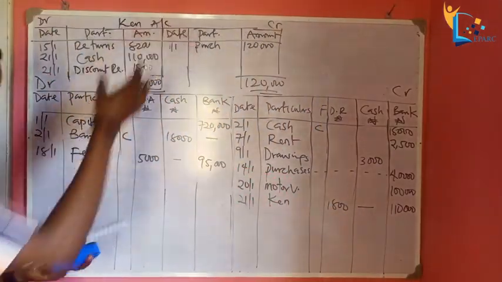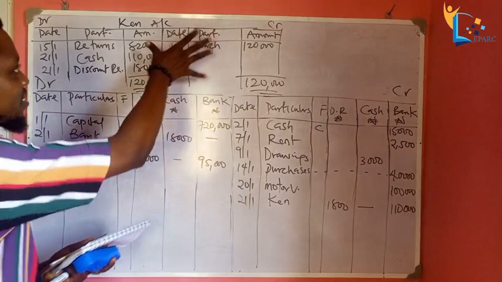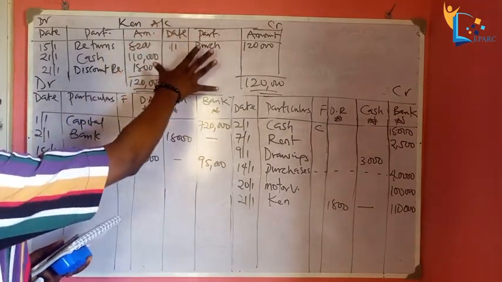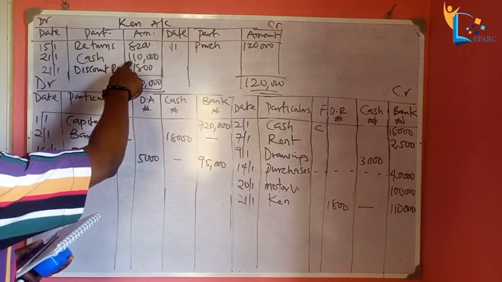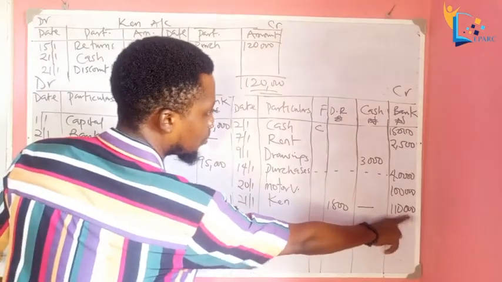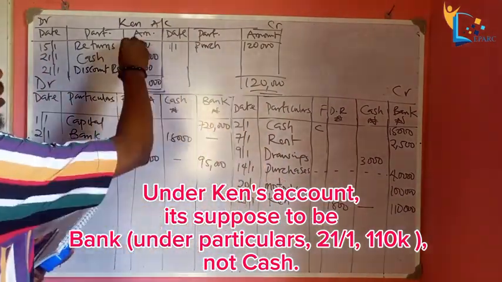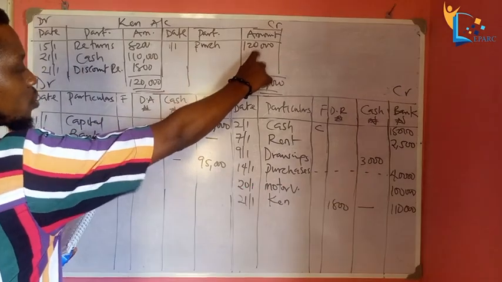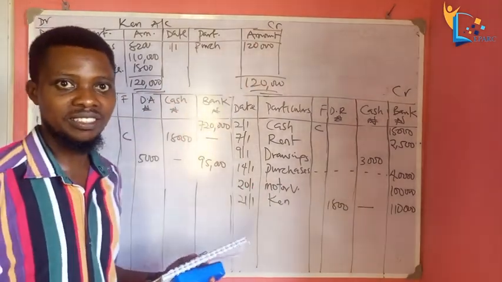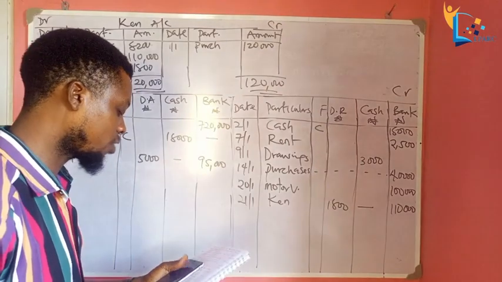So this is Ken's ledger. This is how we settled him. This is the check we paid him. This is the returns we made to him. So we are deducting it from the total purchase we are owing. Do you understand it? Okay. So let's proceed.